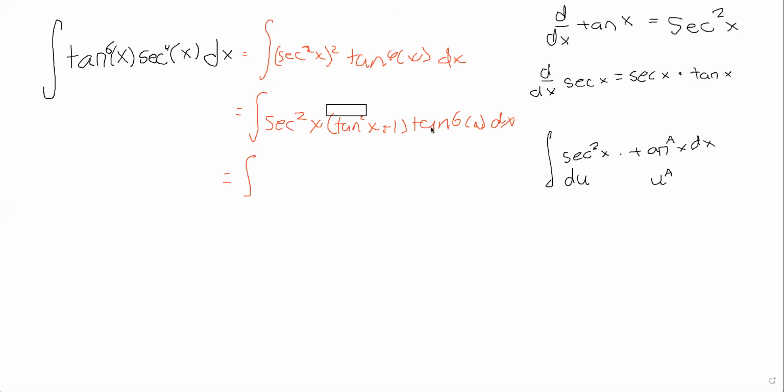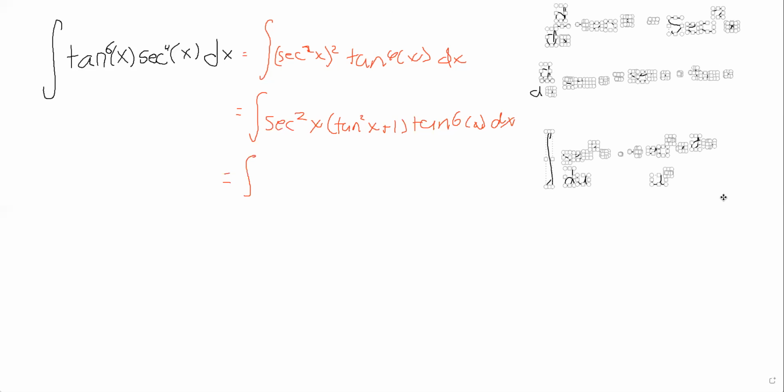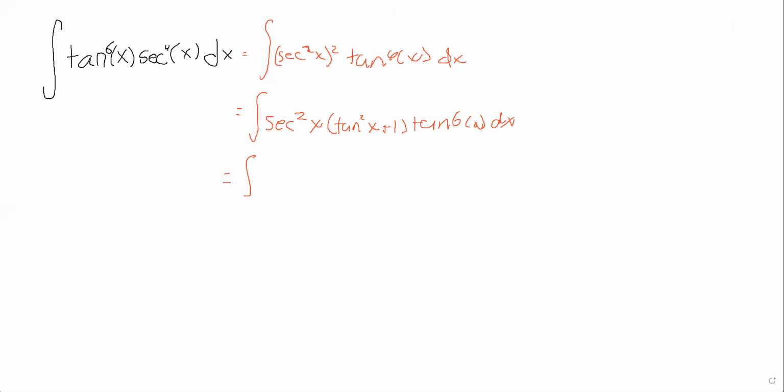Hang on a second. One thing we could do is distribute this through, but there's actually another way we can do this. I want to show you the other way we could approach this. So right off the bat, what would be u and what would be du? Tan x would be u and du would be secant squared x. Perfect.